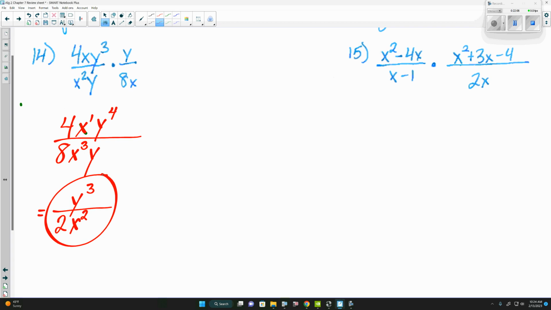And if we wanted to list the restrictions, x cannot be 0 and y cannot be 0. Because x and y are both in the denominator, and since there's no addition or subtraction, it's just they can't be 0. Any questions on this here?